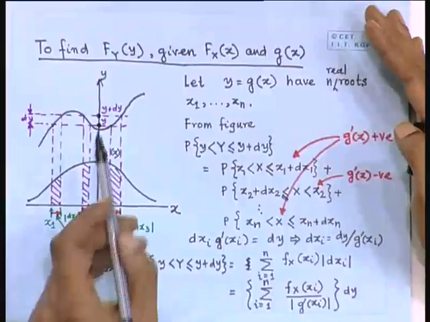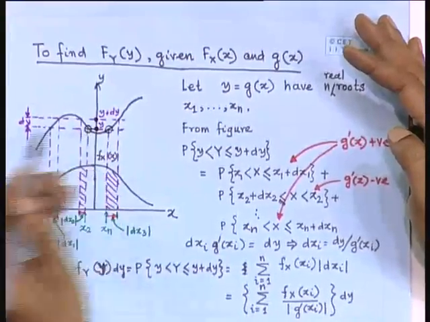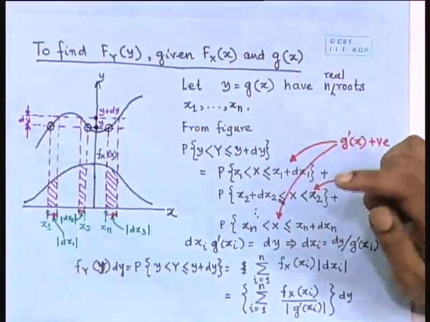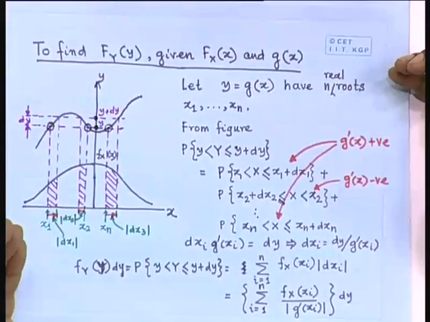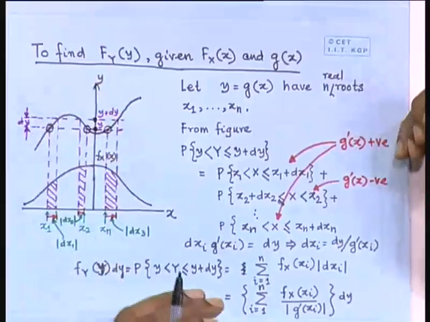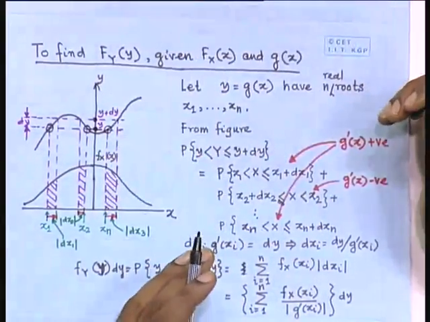So the first thing you have to note is that for a given value of y, there may be many values of x. My probability must come from x, because I have the description for x. For a value of y, there are many values of x. This is one value, this is another value, this is another value. So there are 3 values of x which satisfy y equal to g(x) for this value of y. In general, if you put any value of y, you may get a number of real roots.